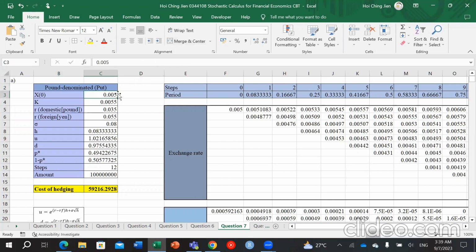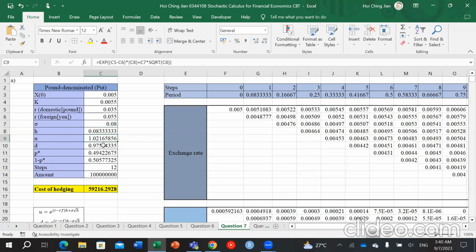So for X0, we insert the value 0.005, and the K is 0.0055. Since it's pound denominated, our R for domestic is the pound value, which is 0.035, and the R value for foreign is the yen, which is 0.055. The sigma is 0.08. The H is monthly, so it's 1 over 12.